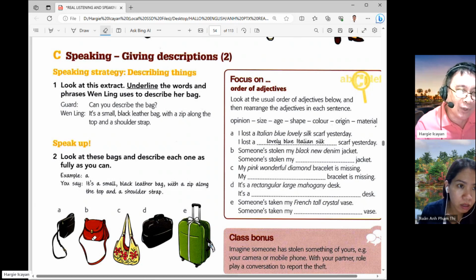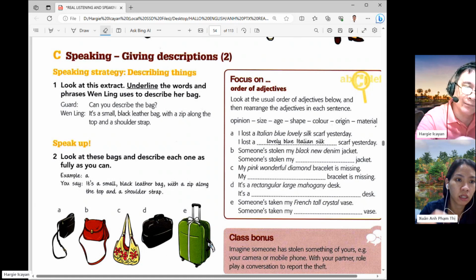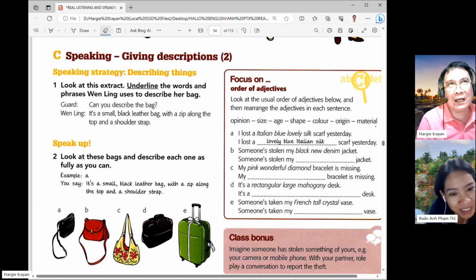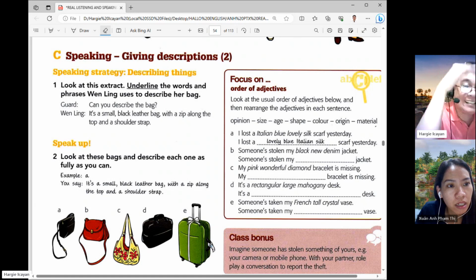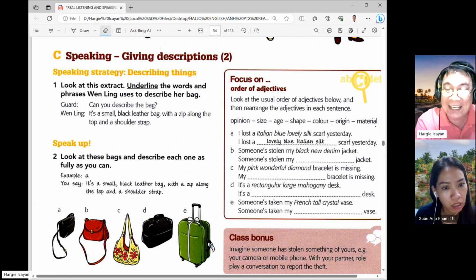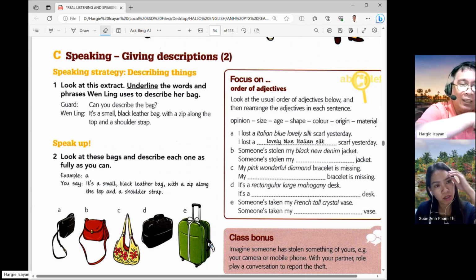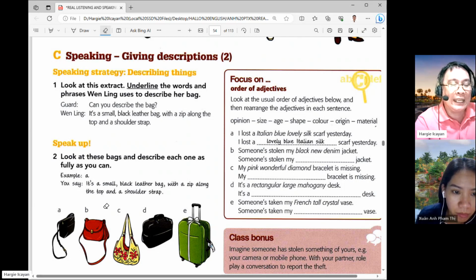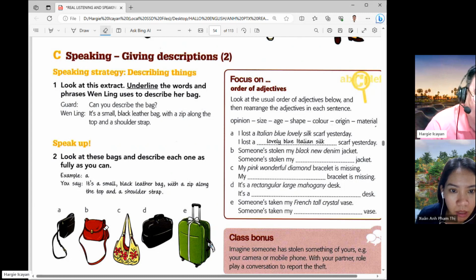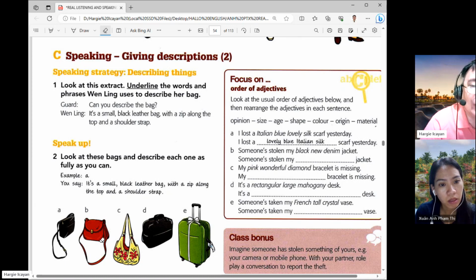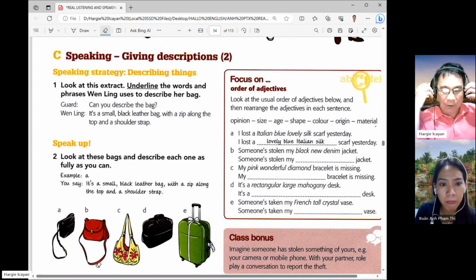And how do we describe this one? It has a key and, I'm not familiar with the bag of the female, what do we call that one? It is a lock. Okay, it's an overlap lock, in order to close that. So it's a small red leather bag with an overlap lock and a shoulder strap. Okay, good. Next, what about letter C, Anne?